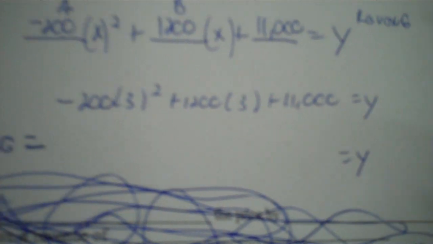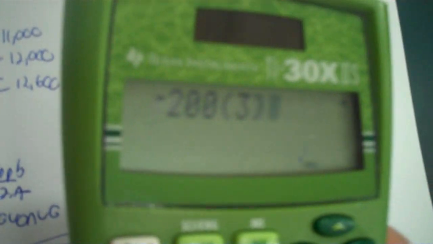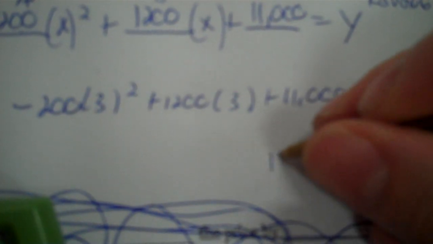So we have y, and then we just found y solo, so it means you just insert the other side of the equation. Okay, 12,800. So 3 changes gives me my maximum revenue of $12,800. Okay, and then the last problem finally.